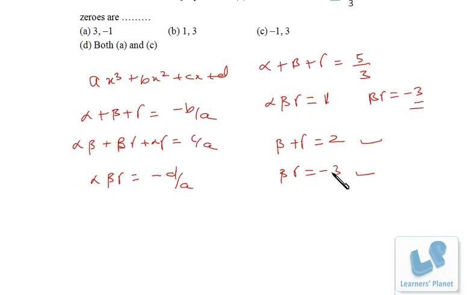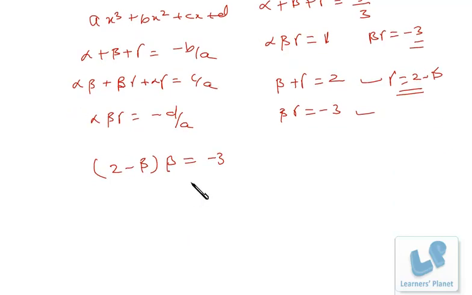So what I do, I just find the value of gamma from this equation. So gamma is equal to 2 minus beta, right? I put the value of gamma in this. So it's 2 minus beta into beta is equal to minus 3. Now I'll be getting a quadratic equation, and after solving this I'll get the value of beta. So it's 2 beta minus beta square is equal to minus 3, so it's beta square minus 2 beta minus 3 is equal to 0.